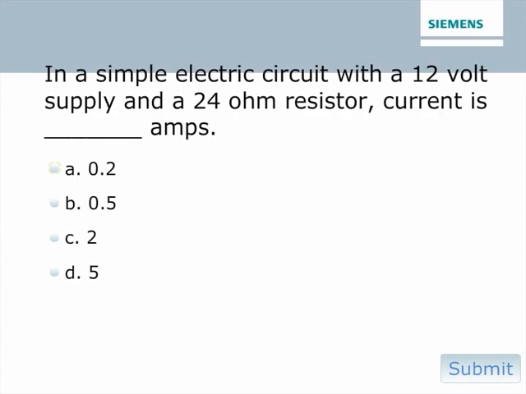Question 3. In a simple electric circuit with a 12 volt supply and a 24 ohm resistor, current is blank amps. Is it A, 0.2, B, 0.5, C, 2, or D, 5?